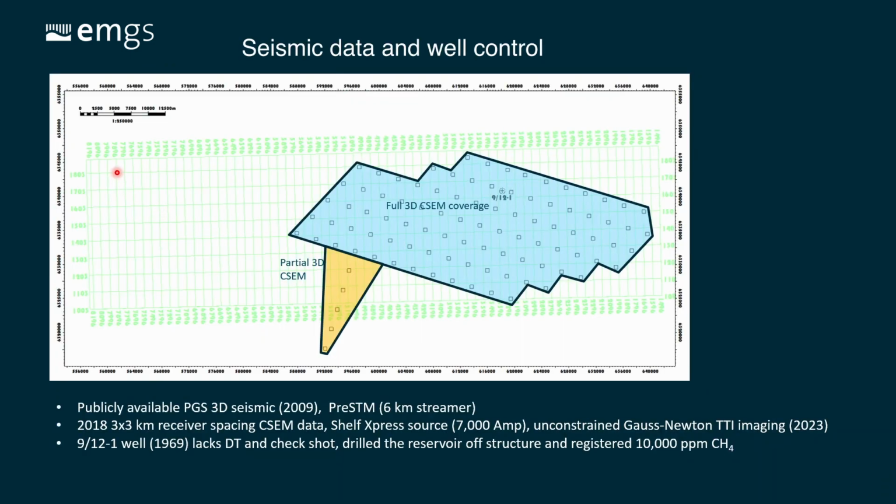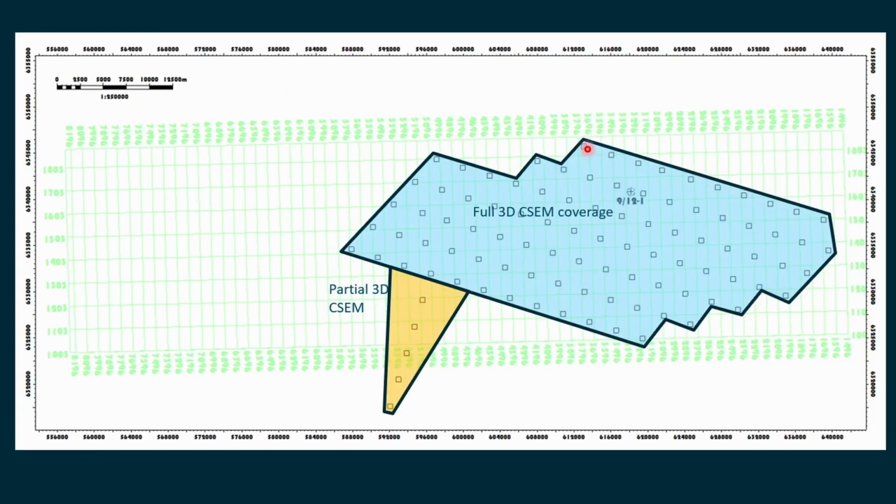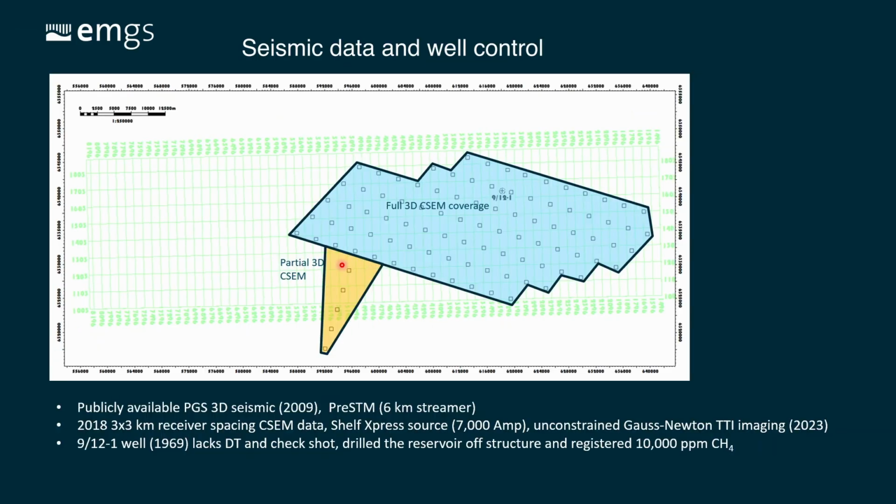The datasets available are these seismic lines. The green lines represent the 3D seismic coverage and inline and cross-line numbers. There is also a CSEM survey. Receivers are these black squares, and there is full 3D CSEM coverage in the blue shaded area, and there is partial 3D CSEM coverage in the yellow area. There is an impact of this partial versus full 3D CSEM coverage in the EM imaging, as you will see later. There is a well here in the central eastern part of the seismic survey.